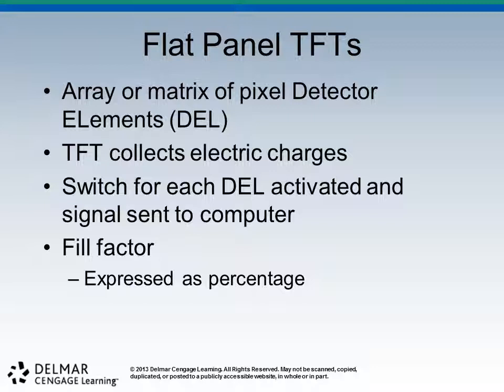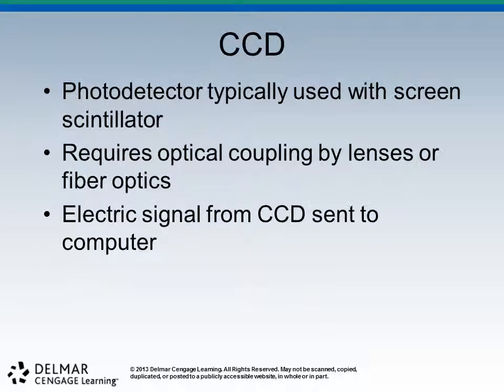They call it the fill factor: how much of the DEL, how many of those elements were actually exposed, overexposed, underexposed. It collects all that data. Again, it's counting ones and zeros and sends it off to the computer. The charge coupled device, used with that scintillator, sends that directly to the computer. This is stuff you use every day when you take pictures of your cat or whatever and upload it to YouTube.